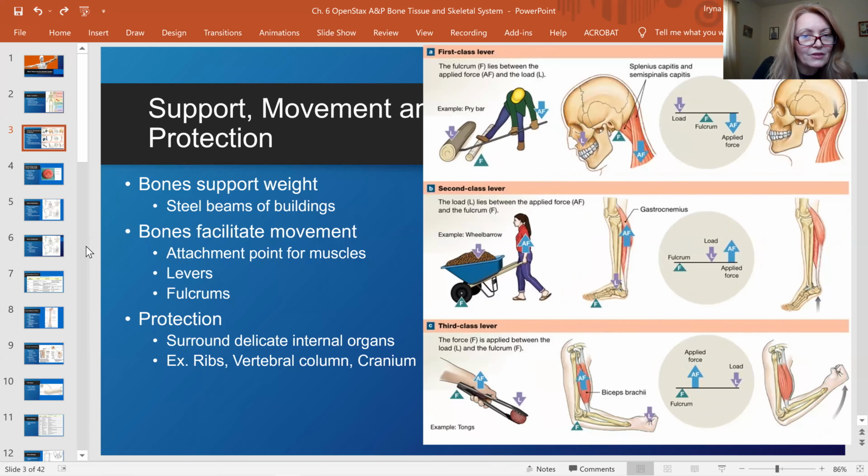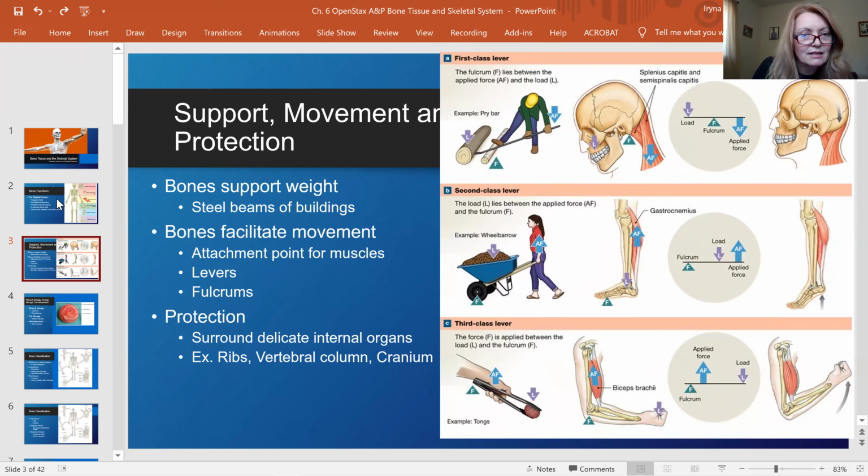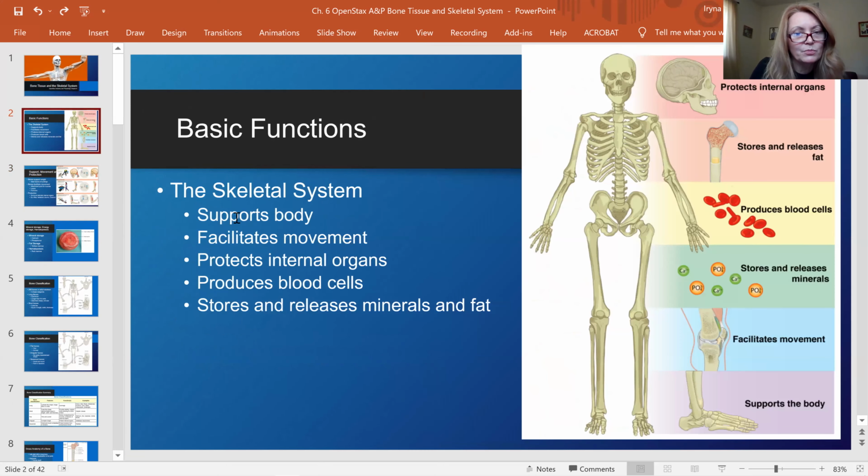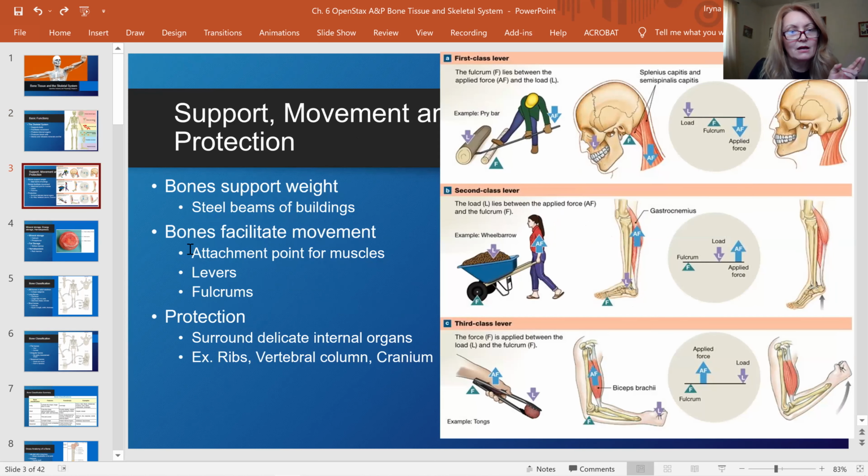Did we cover all the functions so far? So we said that here are our functions: support, movement, protection, production of blood cells, and storage of minerals. So we talked about support of your weight, and how it facilitates movement. Hopefully it makes sense. All these levers make sense. This is biophysics, right? So I hope I explained at least the basics of the mechanics.